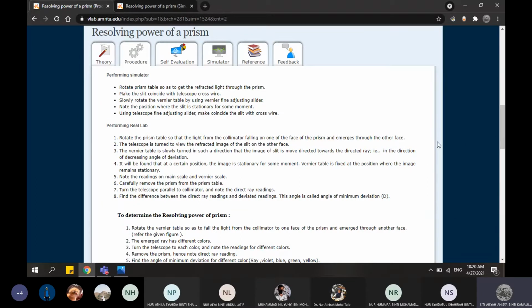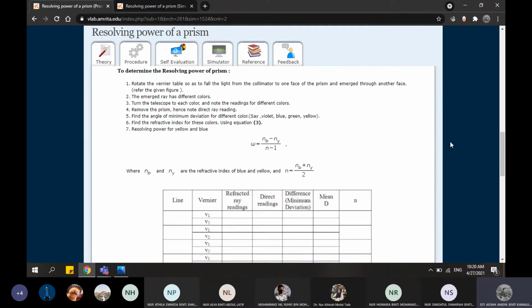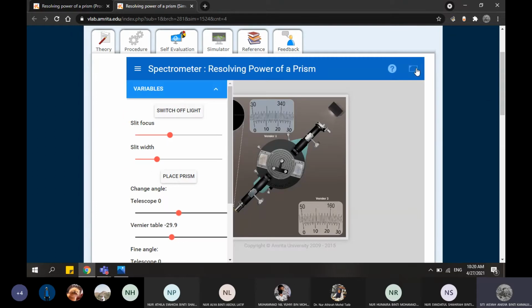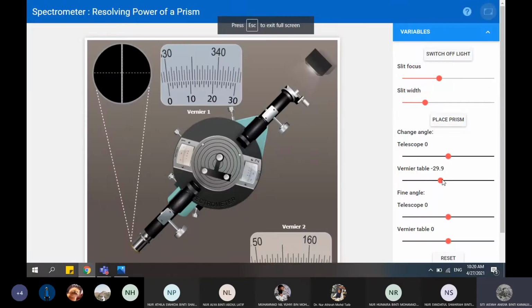Bismillahirrahmanirrahim. My name is Siti Aisyah Anisha binti Kamaluddin, matrix number 1190955, and I'm going to explain how to determine the resolving power of a prism. Okay, firstly, rotate the vernier table here. After we place the prism, we rotate the vernier table so as to fall the light from the collimator to one face of the prism and emerge through another face.